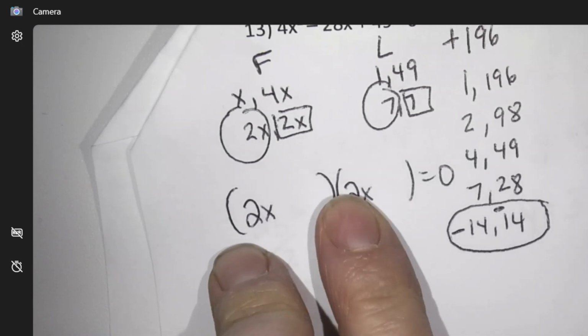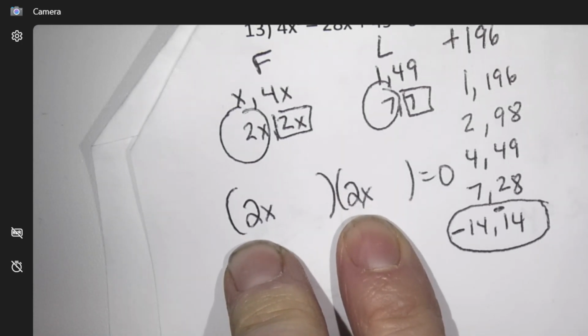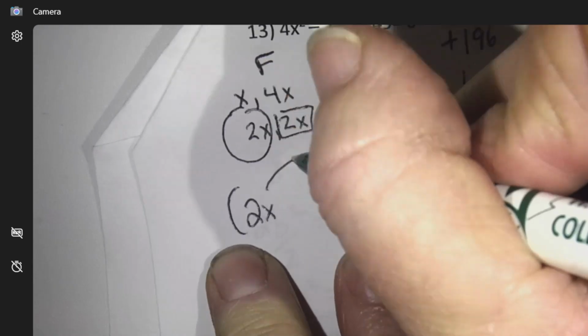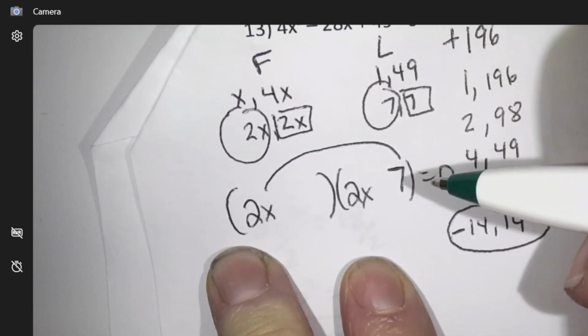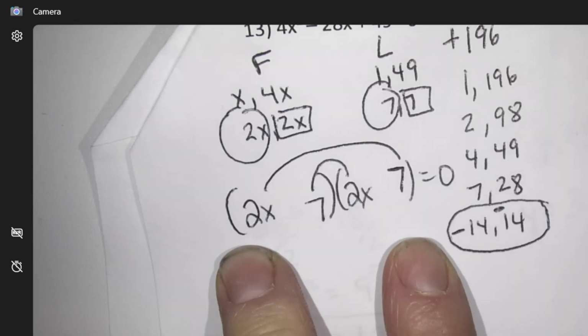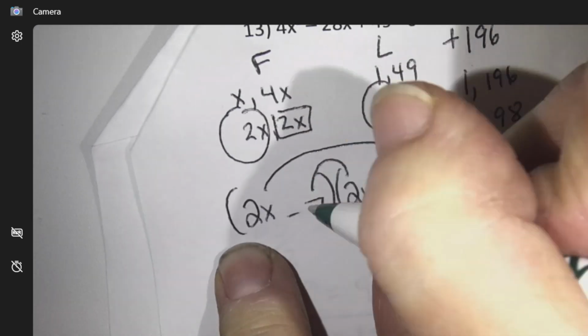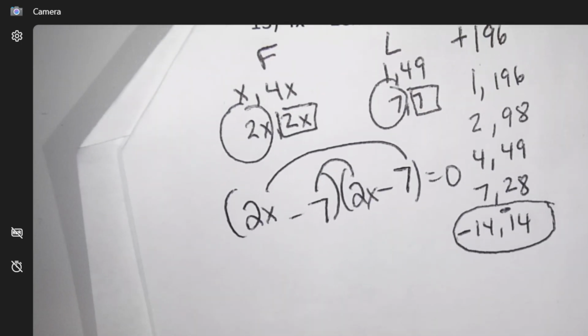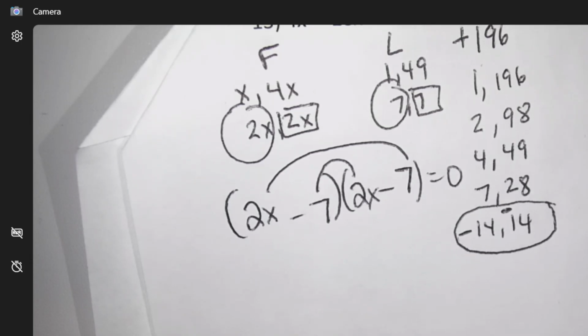Okay, so FOIL, first times first. I'm picking 2x times 2x. FOIL outside. FOIL inside. And then we picked minus, minus. Okay, on this example, both brackets are the exact same.